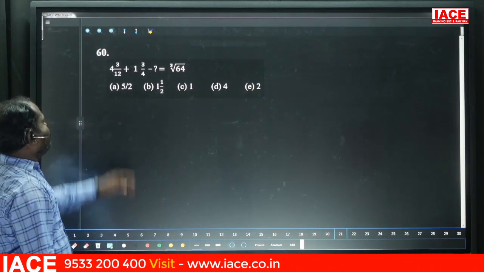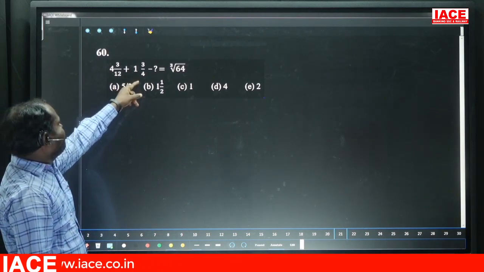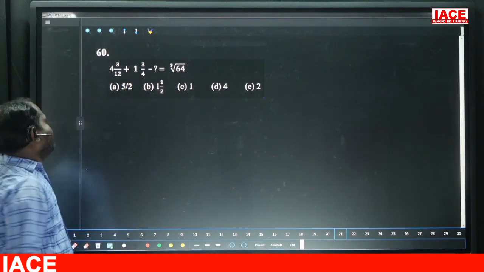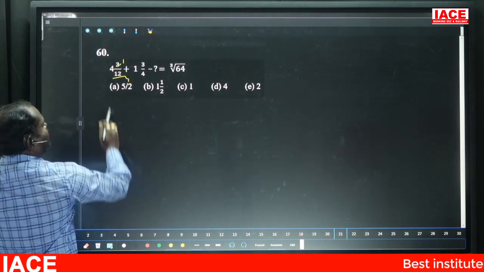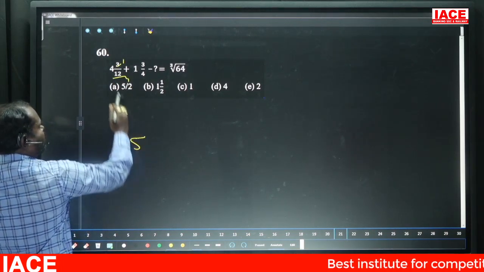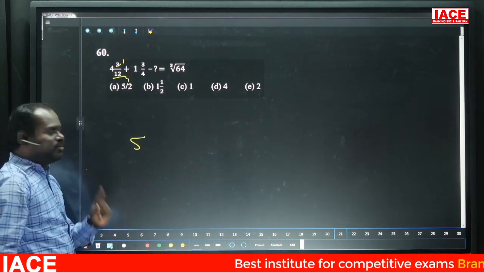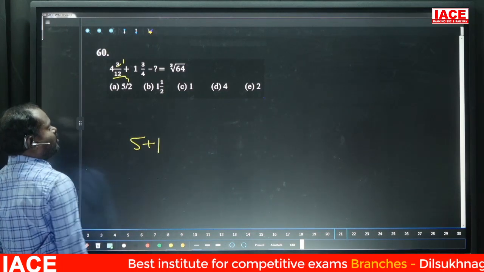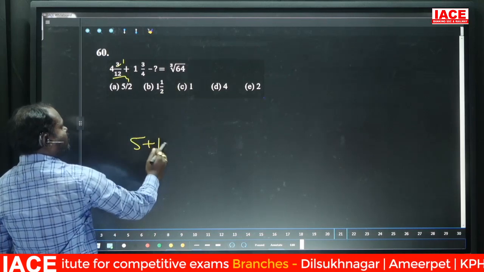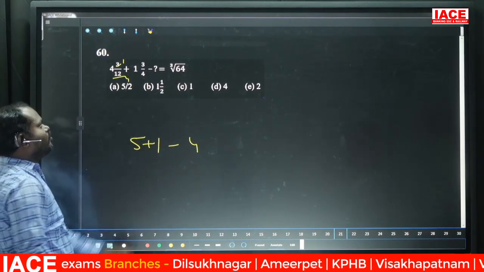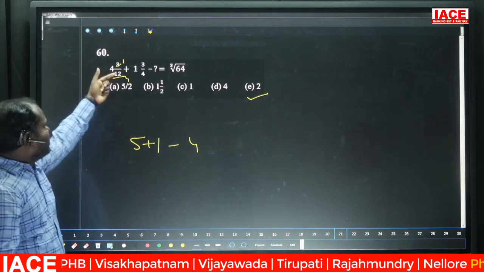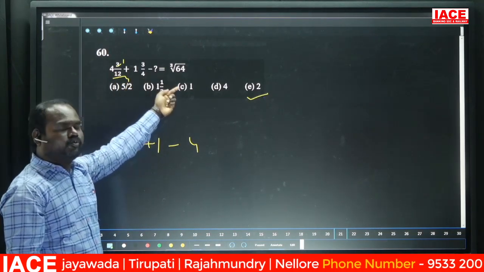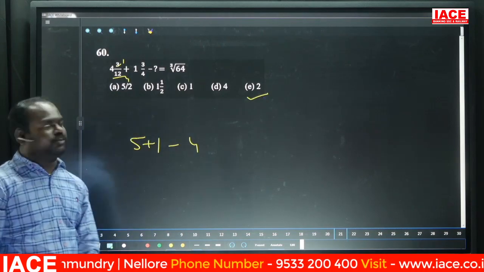Here 4 3 by 12, 1 3 by 4 minus question mark fifth. Here 3 by 12 is nothing but 1 by 4. 4 plus 1 is 5. 1 by 4 plus 3 by 4 is also 1 only. So 5 plus 1 is nothing but 4, becomes minus 6 minus 4, 2. 2 means option E. Because it is the entire value, 6 is the fifth root, so 6 minus 4 is 2.